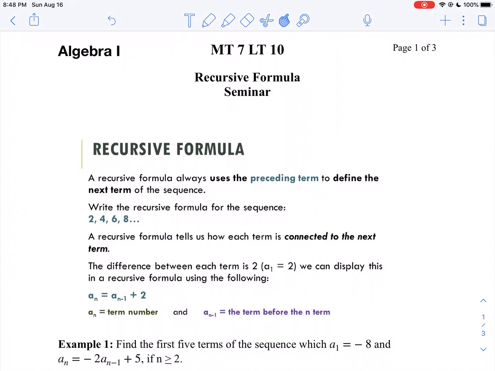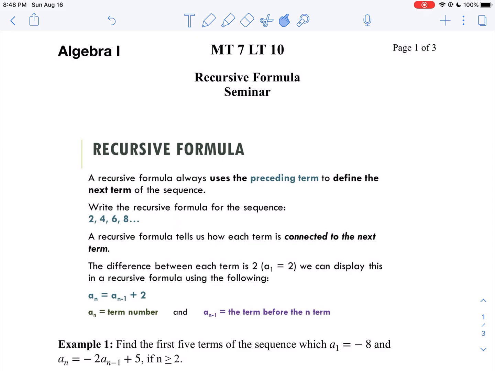Hello, in this lesson I want you to use a recursive formula to list the terms in a sequence, and I want you to write recursive formulas for arithmetic and geometric sequences. The vocabulary you're going to come across is recursive formula.